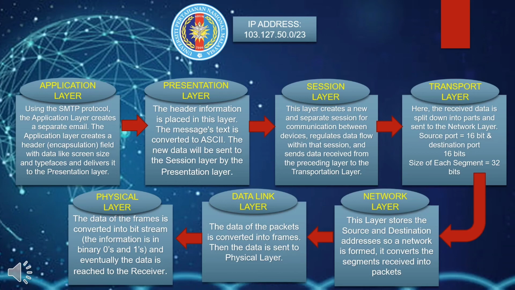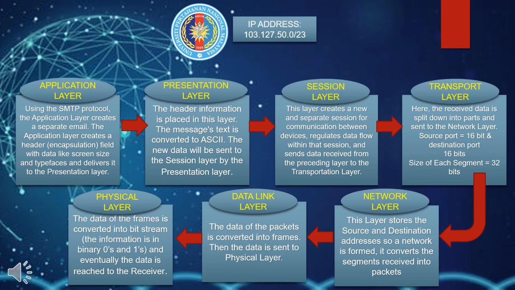The message text is converted to the ASCII format. The new data will be sent to the session layer by the presentation layer. The session layer creates a new end session for communication between devices. Then it regulates data flow within the session and sends data received from the preceding layer to the transport layer.